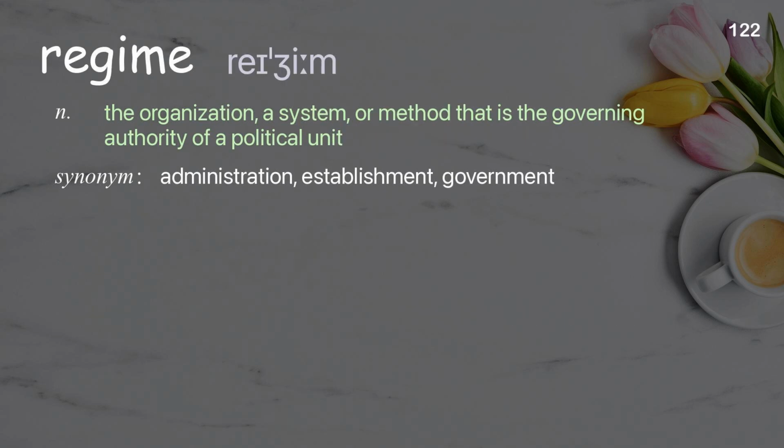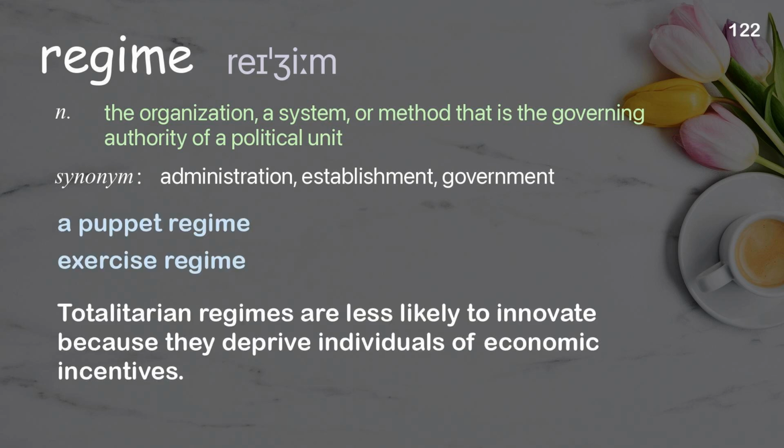Regime. The organization, a system, or method that is the governing authority of a political unit. Examples: a puppet regime. Exercise regime. Totalitarian regimes are less likely to innovate because they deprive individuals of economic incentives.